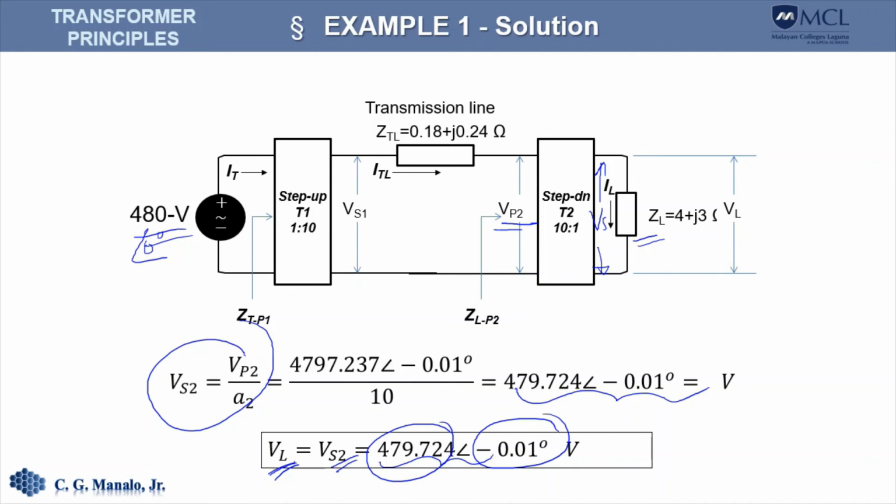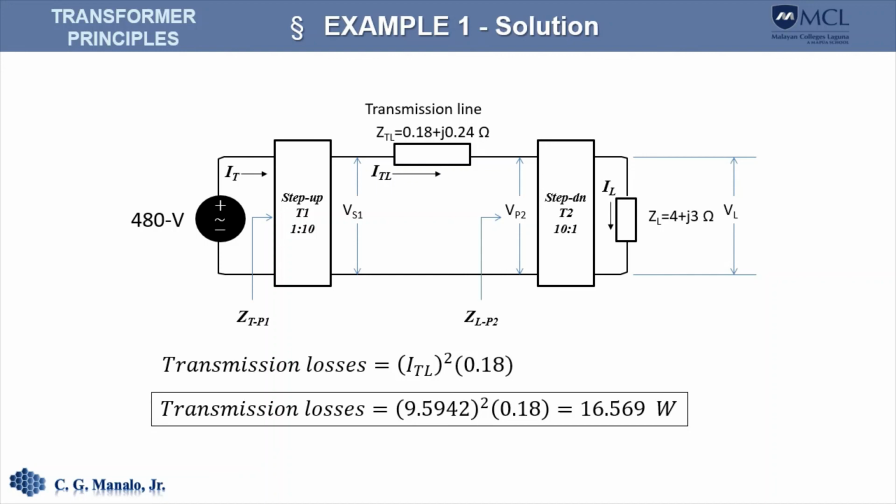For the transmission loss, we know this current. So we simply square this and multiply with the resistance of the transmission line, and that should give us this loss. So it's just 17 watts of transmission loss.